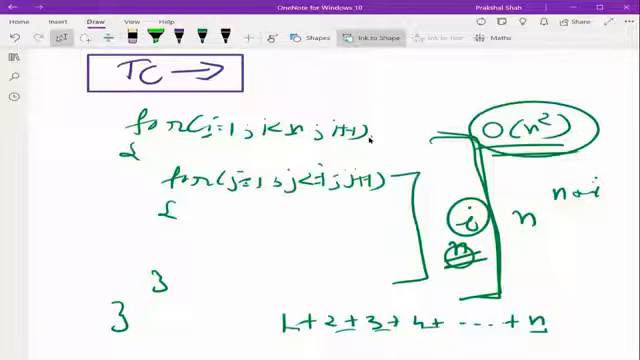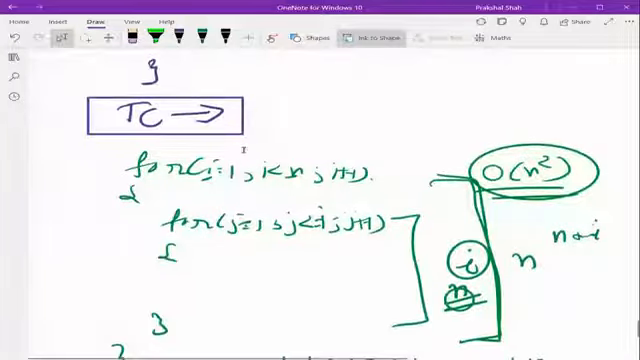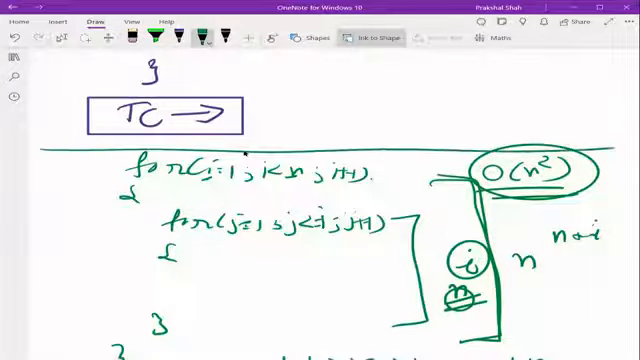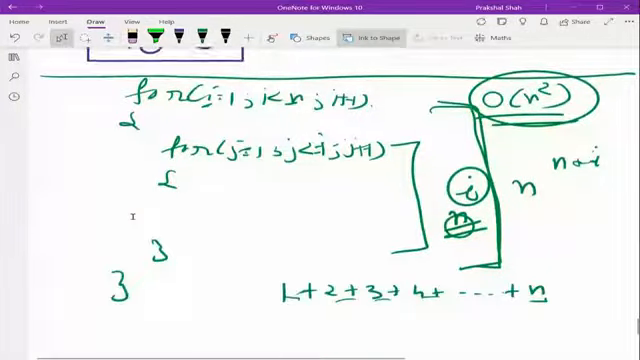Okay, so if you got this, that's good. If you did not understand this, just bear with me for some time. You will get to know about this for sure. After the end of this session you will get to know about this. Okay, making sense?